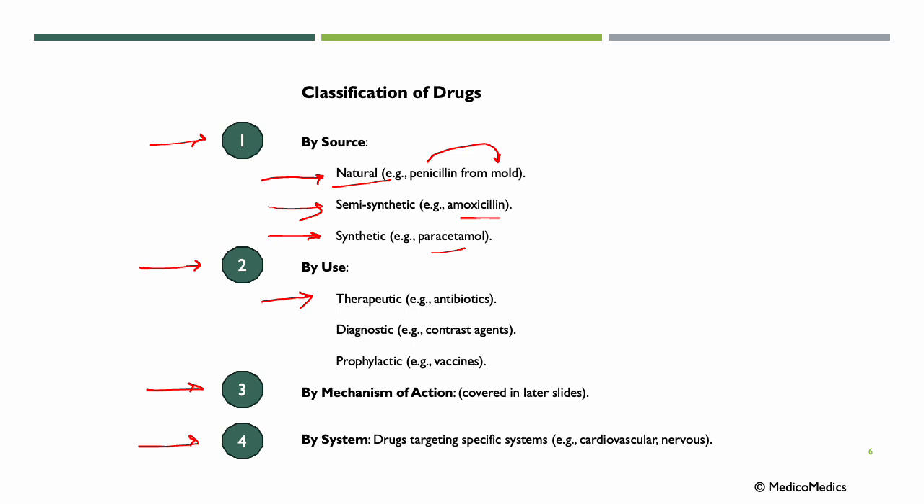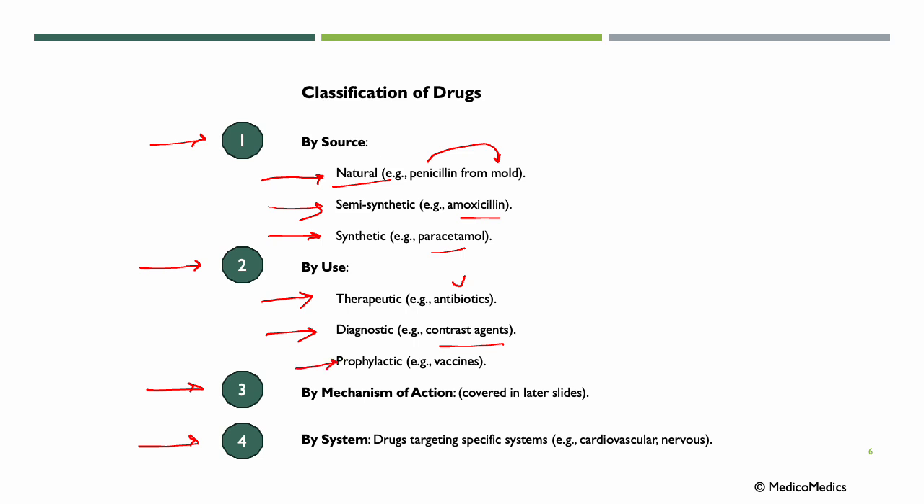So if it's therapeutic, like antibiotics, these are drugs used to treat or manage diseases or medical conditions, alleviating symptoms or eradicating the underlying cause. Then we have by diagnostics. So for example, contrast agents. These are drugs or substances used to aid in the identification or visualization of diseases or abnormalities, often during imaging, for example, like X-rays or MRIs.